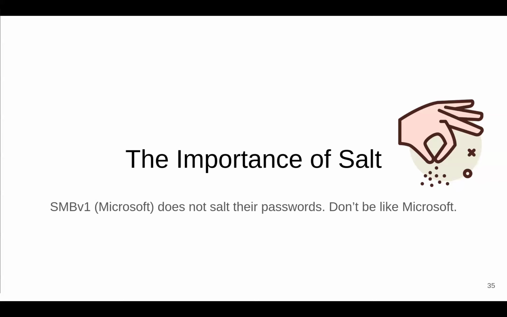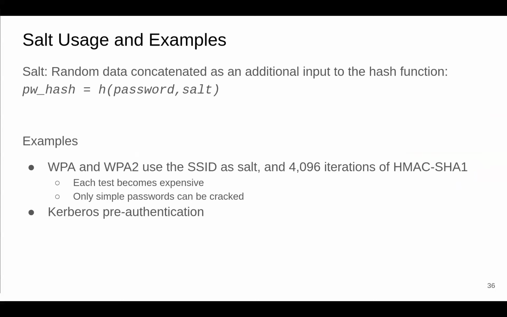Importance of salt. Yes, let's go into this. Salt, as I just mentioned before, is random data concatenated as an additional input to the hash function. So instead of just hashing the passwords, doing h of password, you add this salt to it. And salt is just a random sequence of text. This can be like 16 random characters that you just append to it. And then you obviously store the salt in addition to that.